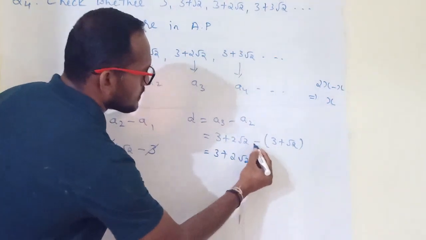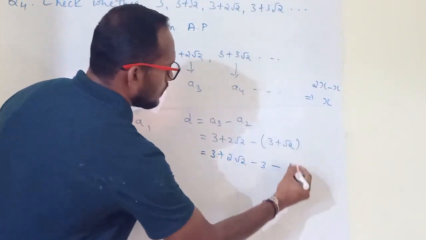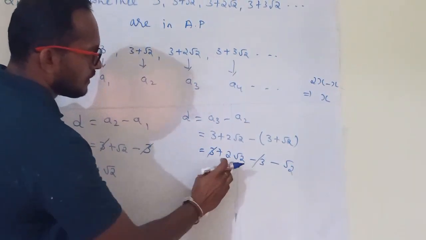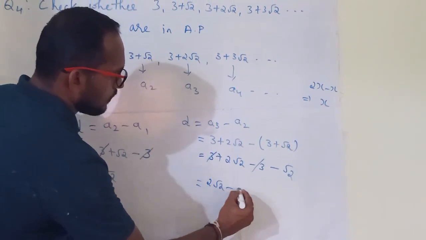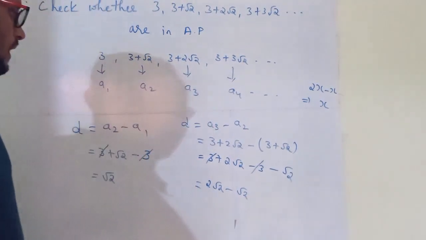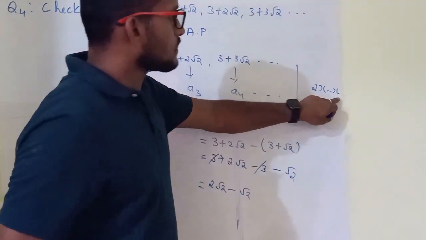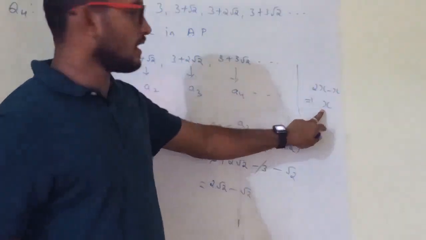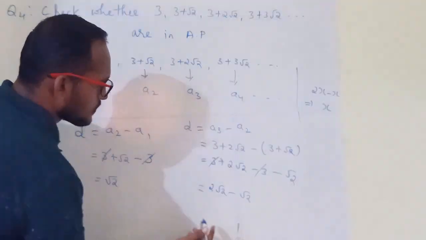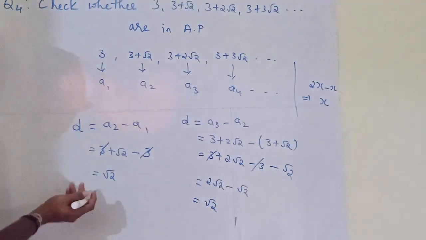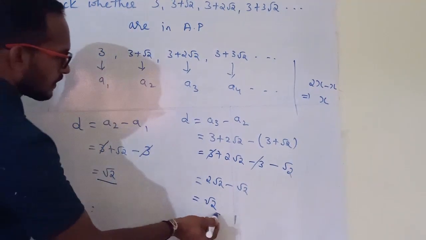Minus into 3 is minus 3. Minus into plus is minus, that is root 2. Minus 3 and plus 3 cancel each other. Now what remains is 2 root 2 minus root 2. Using the same strategy, 2x minus x gives x, and in the same way 2 root 2 minus root 2 gives root 2. So just look at the common difference: here root 2, and the same thing, root 2.